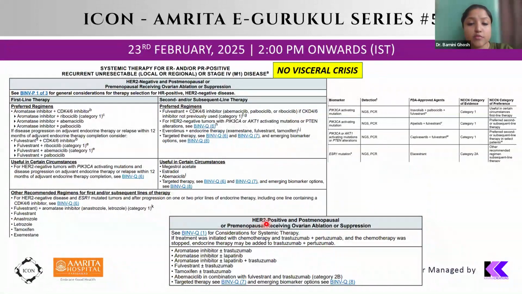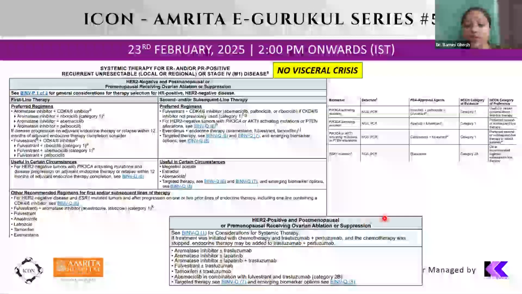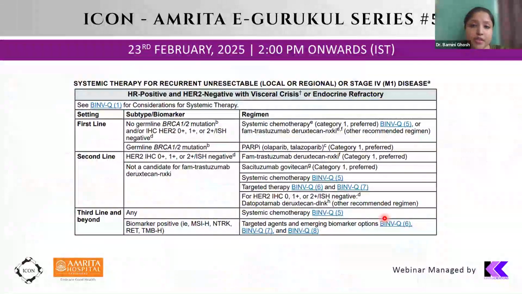So for triple positive disease, that is HER2 positive as well as hormone receptor positive, we will have to give hormonal therapy along with a HER2-directed therapy. Now, what if there is upfront visceral crisis or the patient is endocrine refractory? So what are the systemic therapy options for such patients?